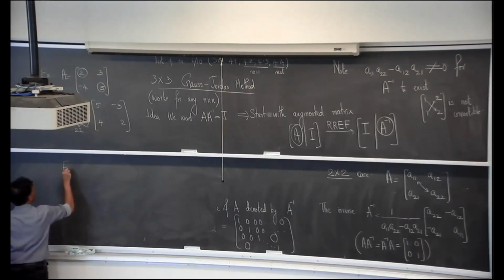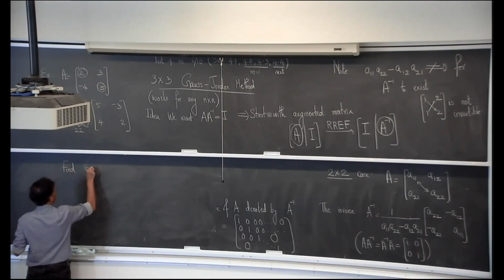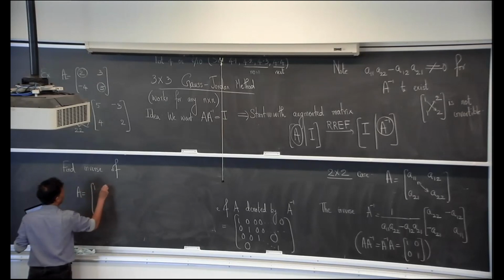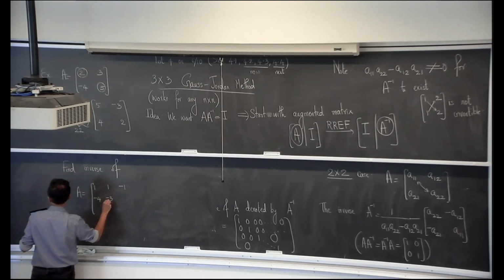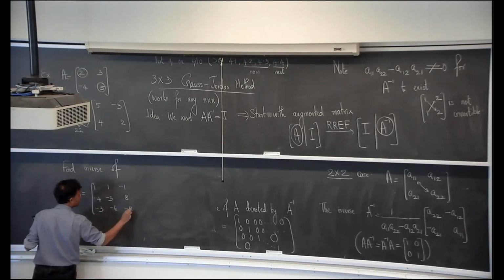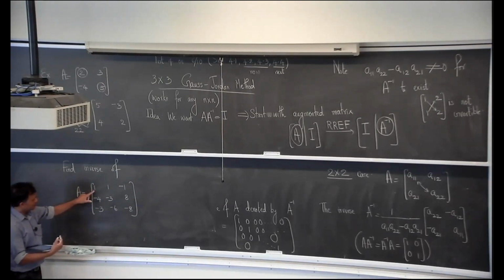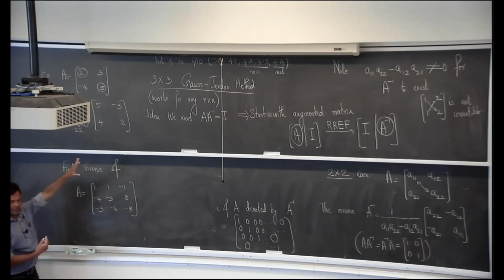So find the inverse of the following matrix. A equal to 1, 1, negative 1, negative 4, negative 3, 8, and negative 3, negative 6, negative 8. Two things. First thing, the inverse is not just the matrix with the reciprocals of these numbers. Second thing, there is no shortcut formula like you have for 2 by 2. So you have to do this algorithm at this point to get the 3 by 3 inverse.